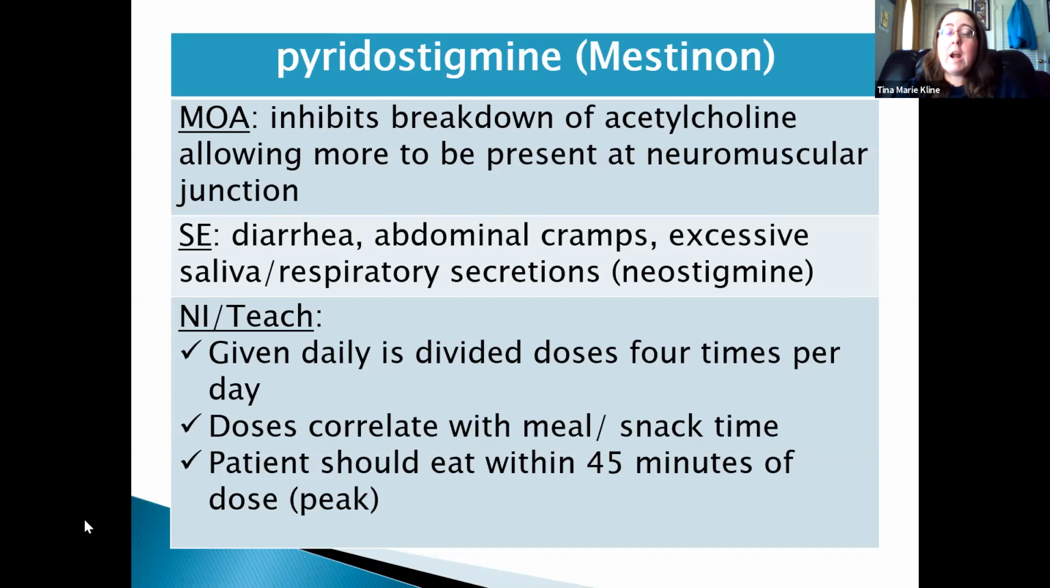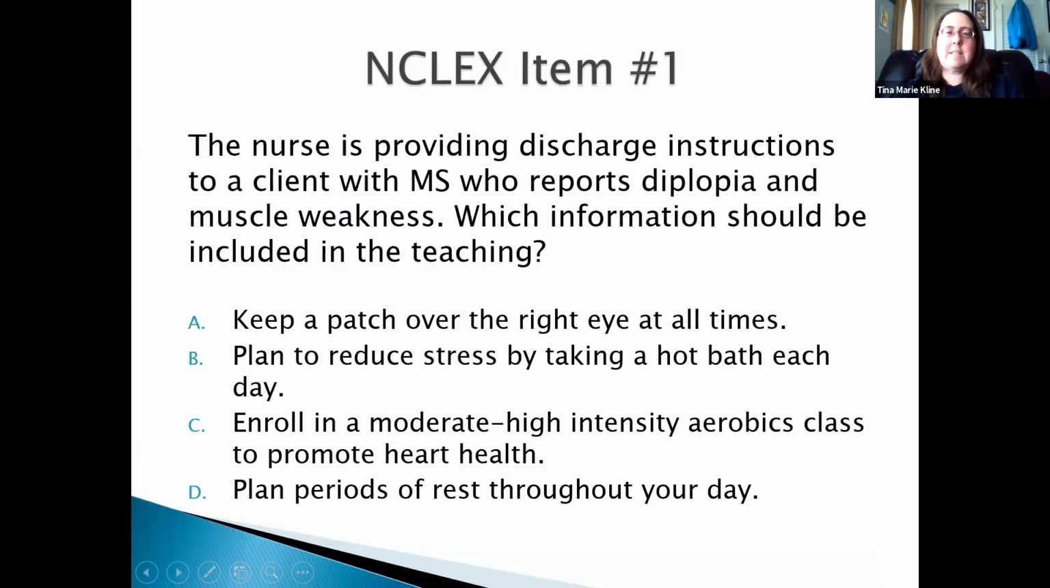But again, it's a chronic neuro condition. So when we think about managing, we're treating the disease process, but everything we're doing is really looking at maintaining function and trying to prevent or minimize complications. Okay, so let's take a moment before I go into the NCLEX question.